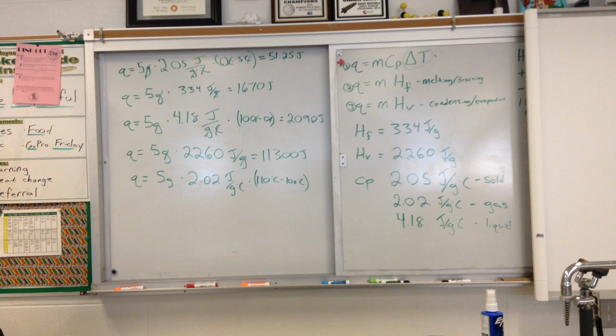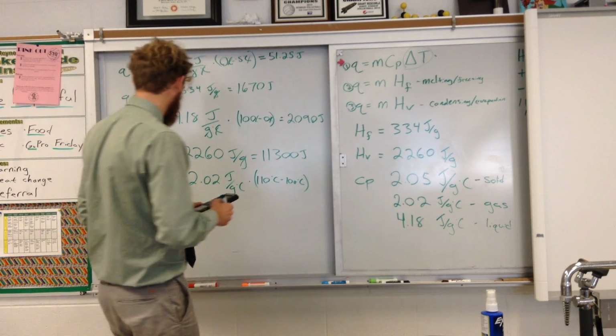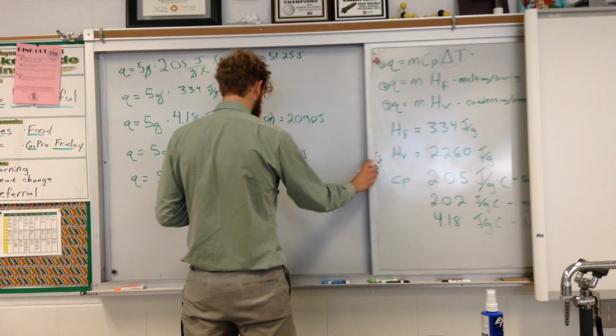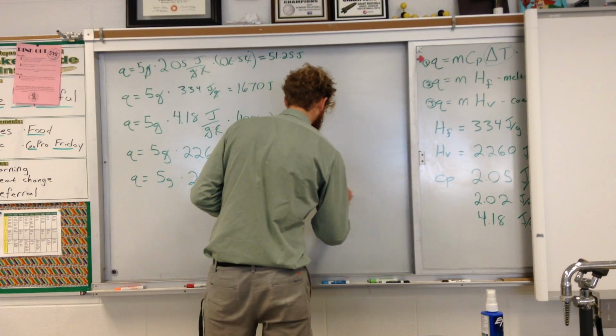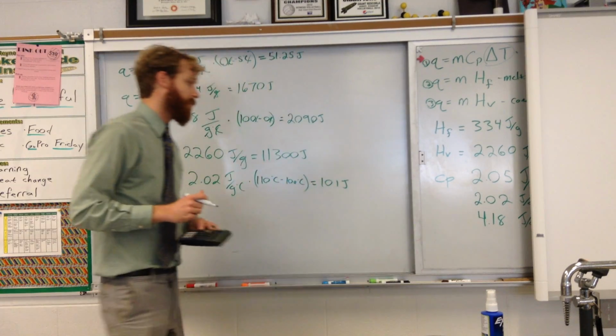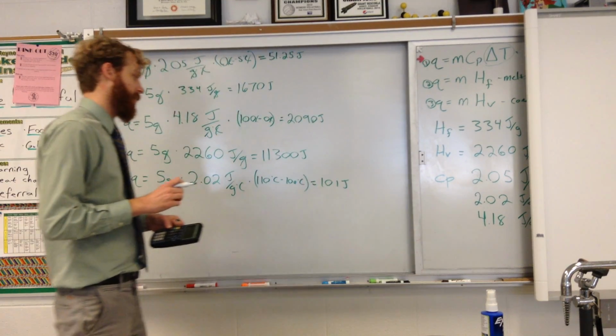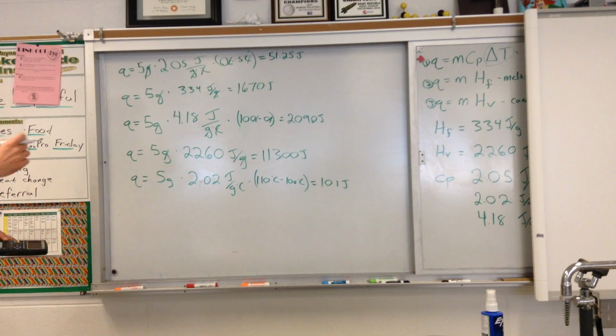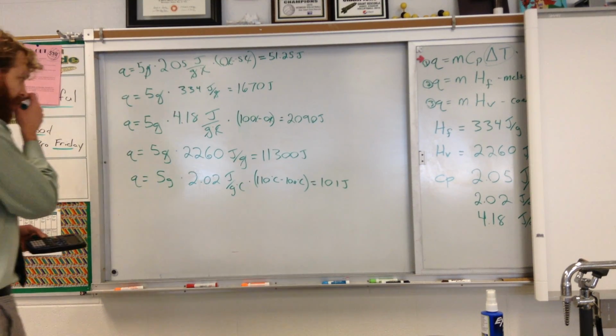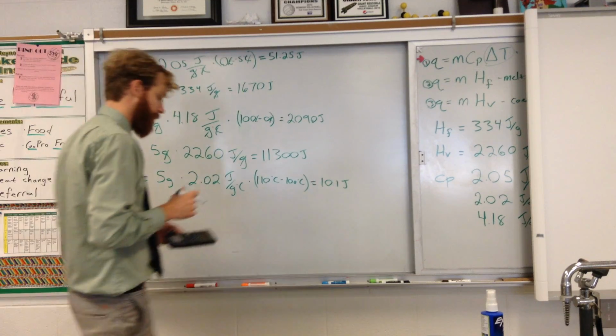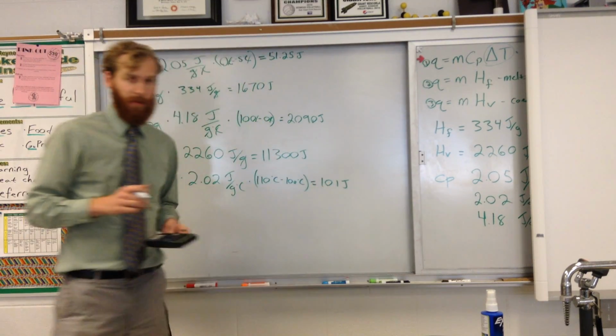So we can plug that into our calculator: 5 times 2.02 times 10. And that gives us 101 joules. So that's how much energy it takes to get from 100 degrees to 110 degrees for 5 grams of steam. Alright, we're still not done.